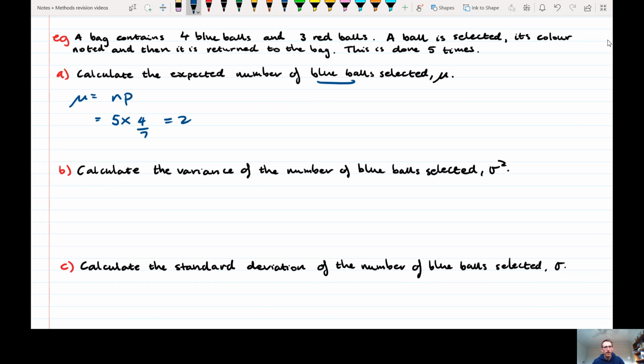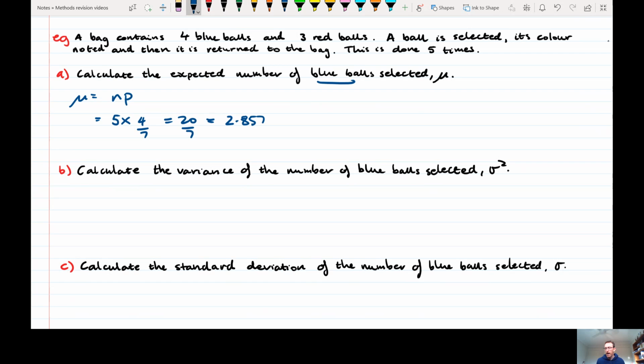So that gives me 20 over 7, or if I round it off in decimal places, 2.857. So if I did this trial 5 times, I'd expect to have 2.857 balls come up for blue. Now, of course, that doesn't make any sense in one trial, one experiment. Do one experiment, do it 5 times, I'm not going to get 2.857.